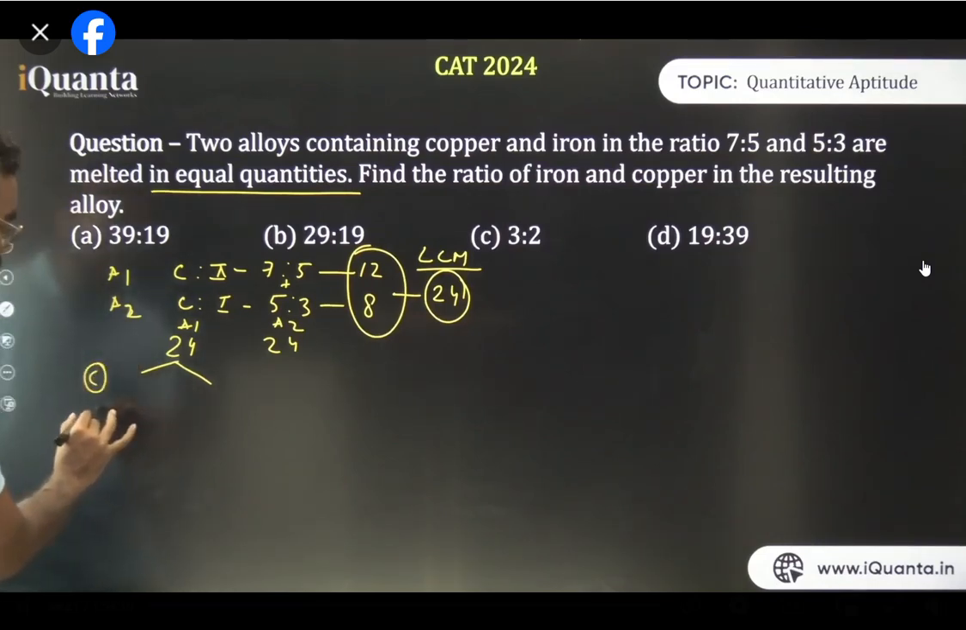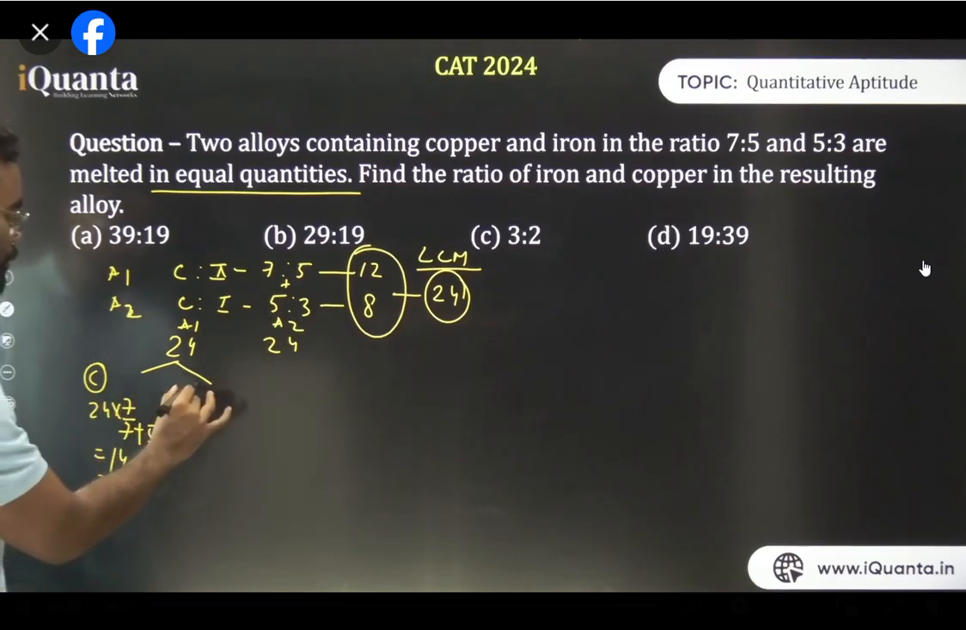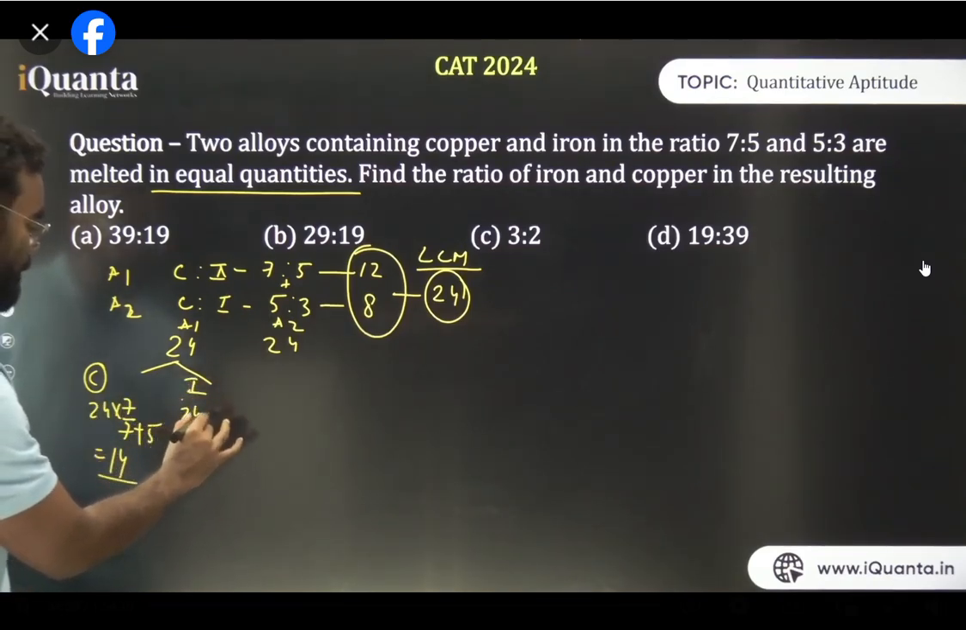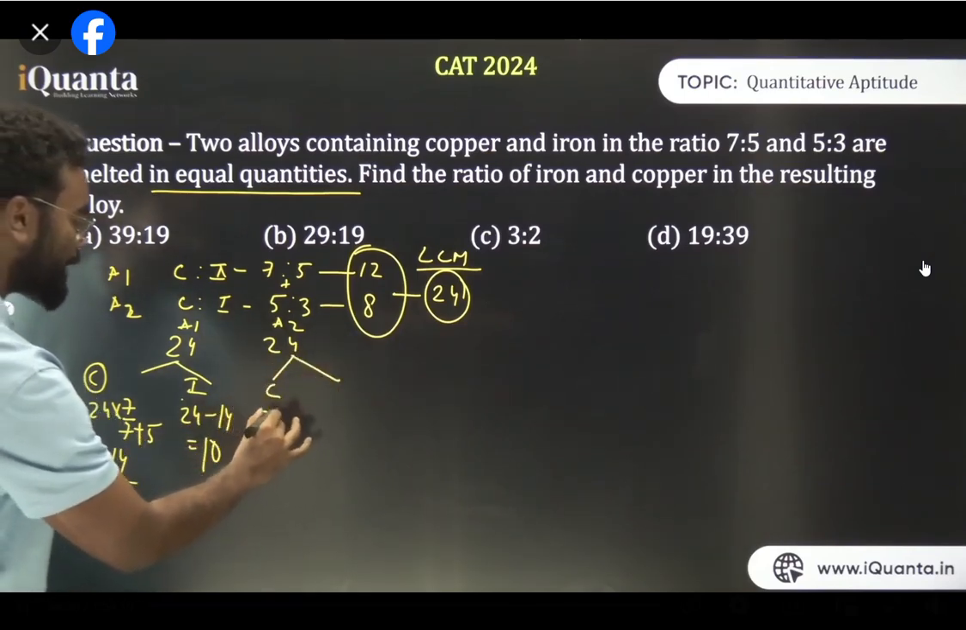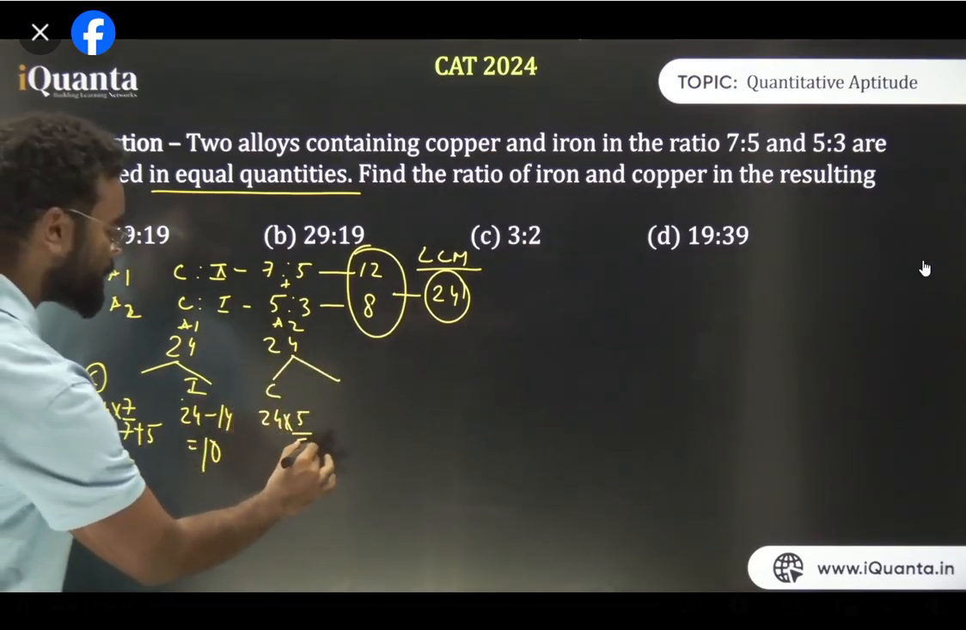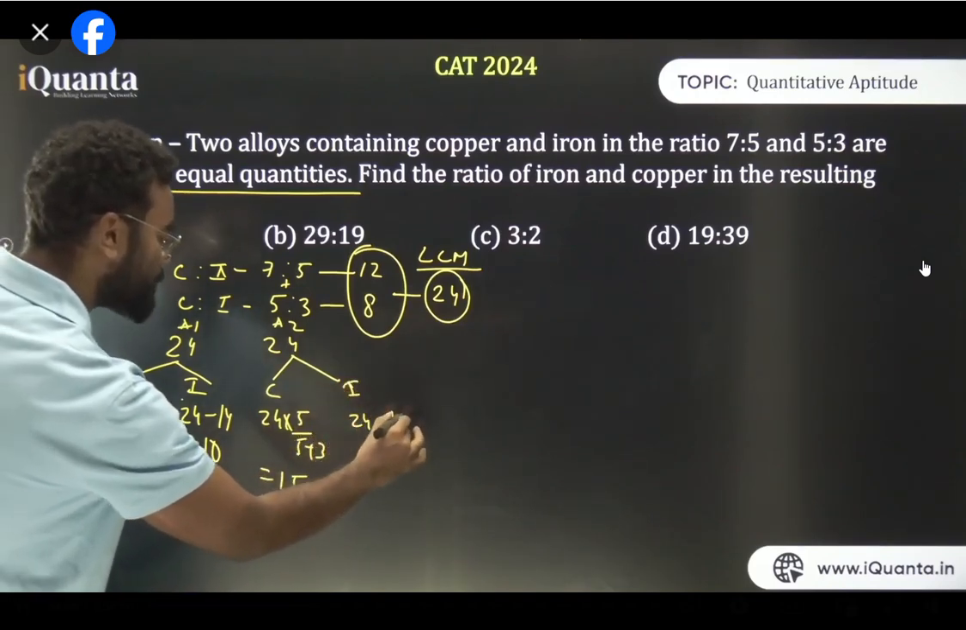The amount of copper is 24 into 7 upon 7 plus 5, which is basically 14. That is the amount of copper. And the amount of iron has to be 24 minus 14, the remaining, which is 10. Similarly, in this 24, the amount of copper is 24 into 5 by 5 plus 3. So this is 3, that is 15. And so the iron has to be 24 minus 15, which is 9.